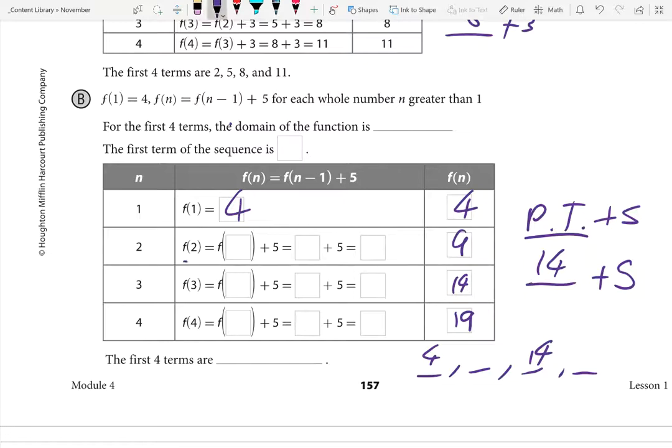So what this means is that the second term equals f of 1 plus 5. F of 1 means the first term. F of 1 was 4, which is why you plug in 4 plus 5 in order to get 9.